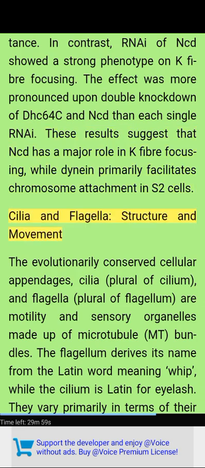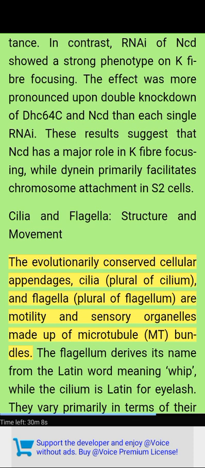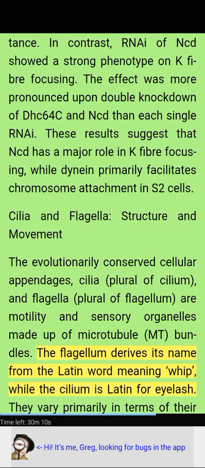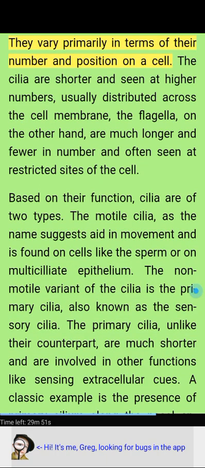Cilia and flagella, structure and movement. The evolutionarily conserved cellular appendages, cilia (plural of cilium) and flagella (plural of flagellum), are motility and sensory organelles made up of microtubule bundles. The flagellum derives its name from the Latin word meaning whip, while the cilium is Latin for eyelash. They vary primarily in terms of their number and position on a cell.